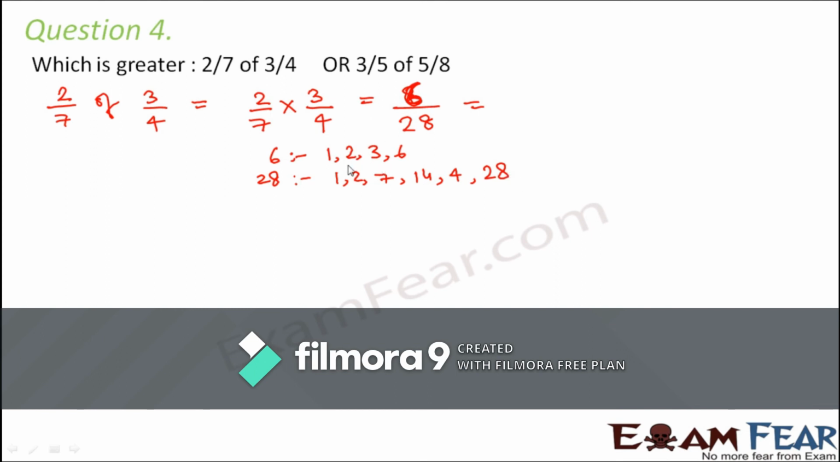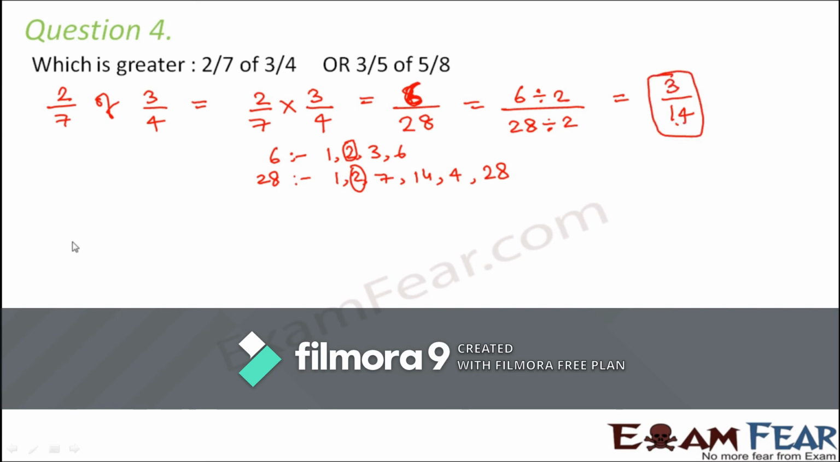So these are the factors. So which is the highest common factor? So the highest common factor here is 2. So therefore we divide the numerator and the denominator by 2. So 6 divided by 2 would be 3 and 28 divided by 2 would be 14. So 2 by 7 of 3 by 4 is going to be 3 by 14.